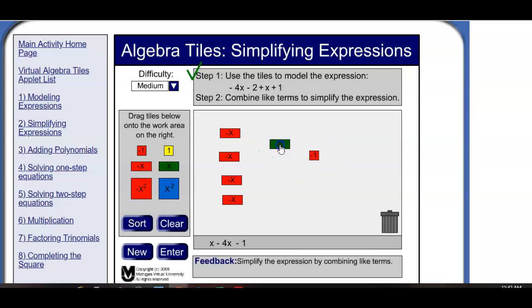But I can combine this x with one of the negative x's. So here I have negative 4x minus 2 plus x plus 1. That simplifies to negative 3x minus 1.